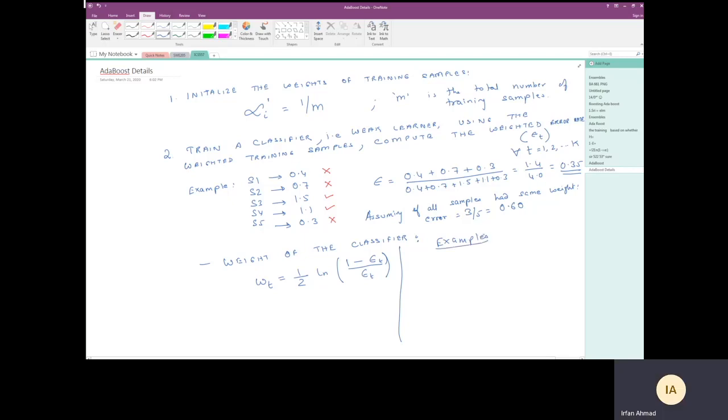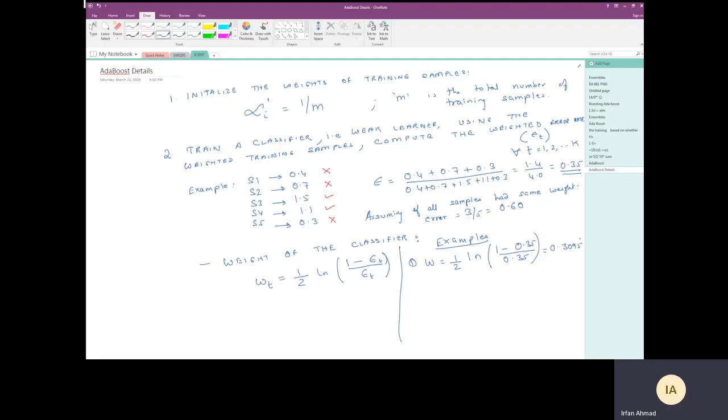As a first example, let's say a classifier has a weighted error rate of 0.35. What's the weight of that classifier? The weight would be half the natural log of (1 minus 0.35) over 0.35. If you do the maths, you get close to 0.3095. So this is the weight of a classifier whose weighted error rate was 0.35.